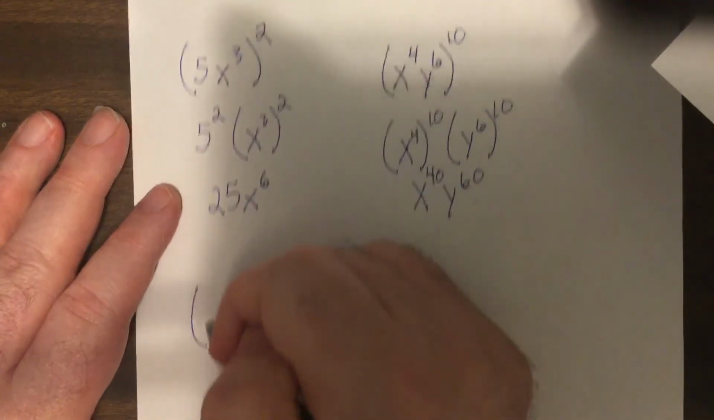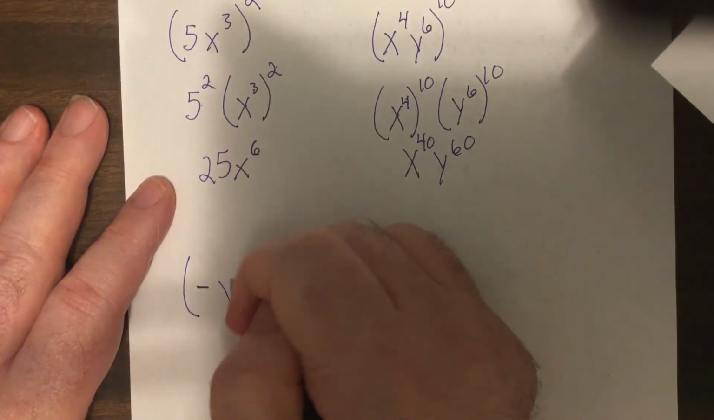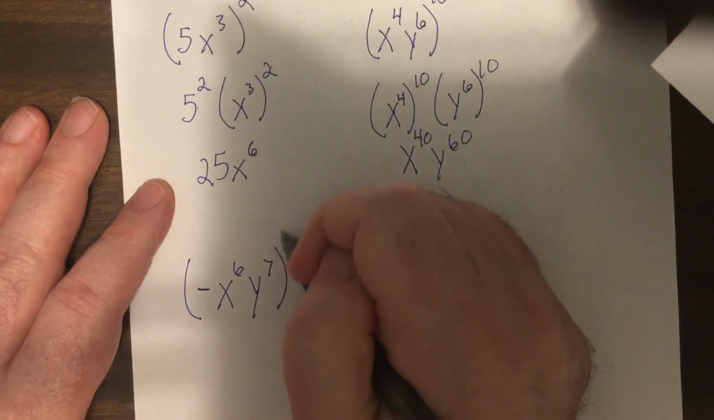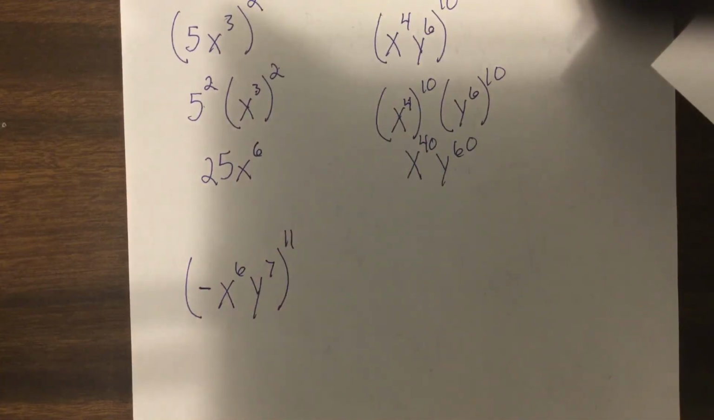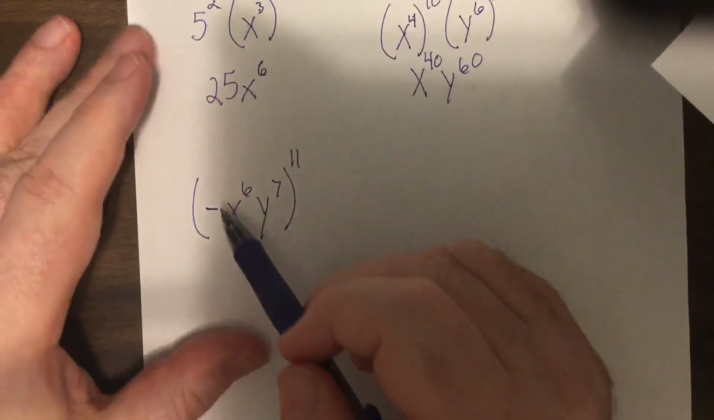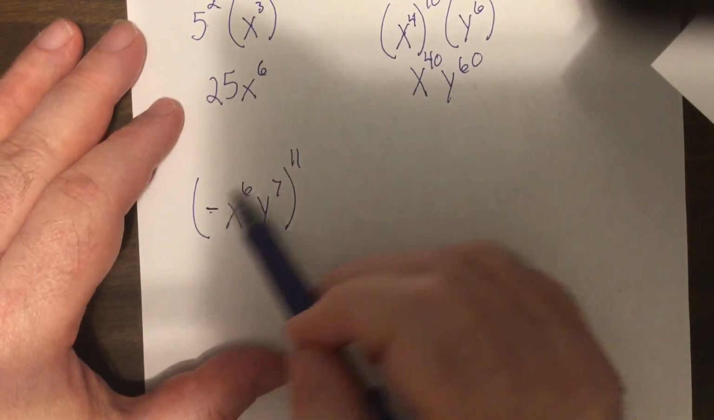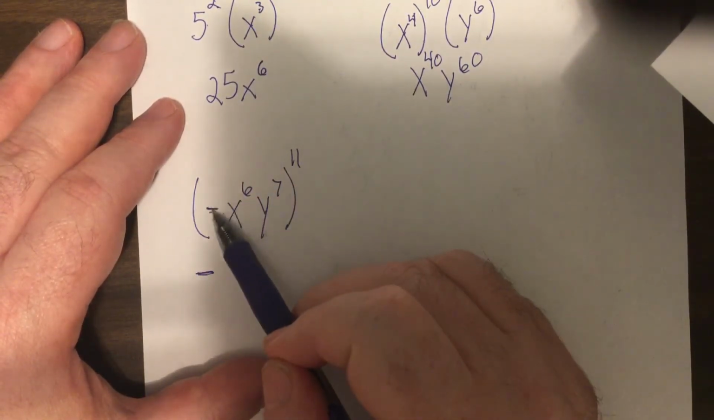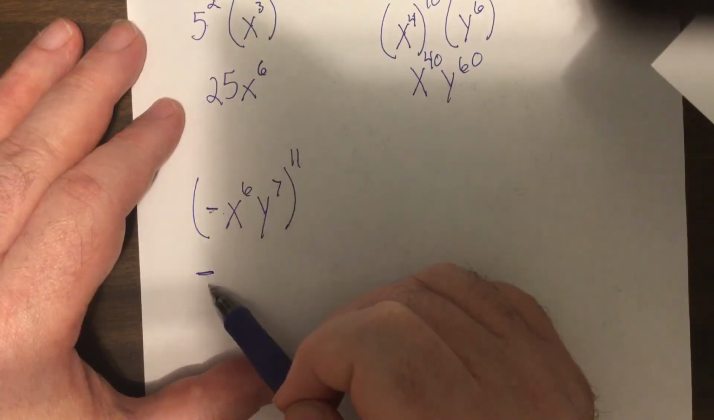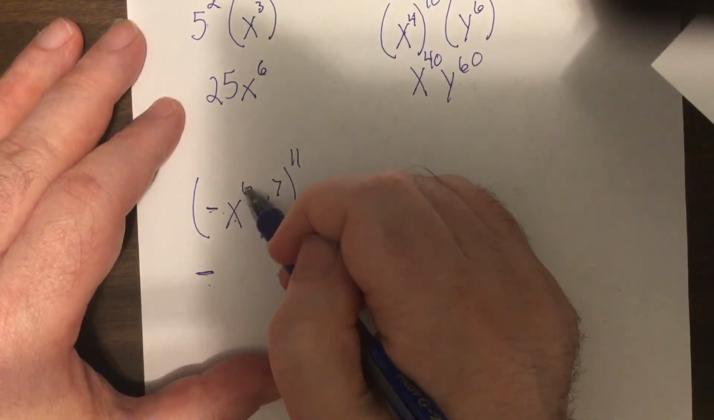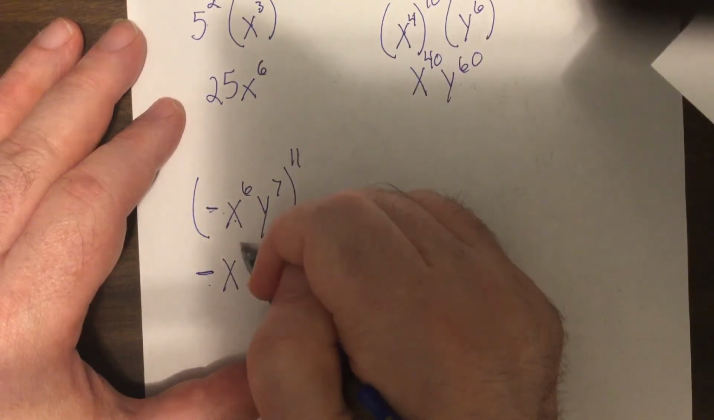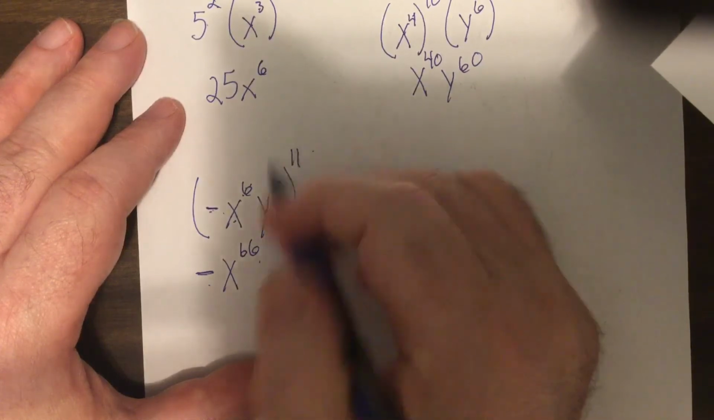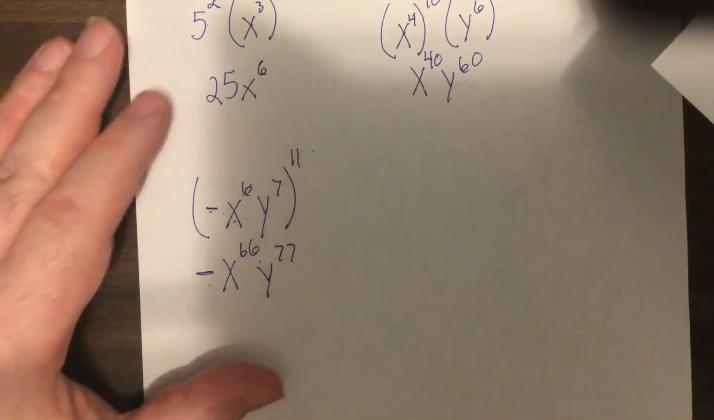So if I have negative x to the 6th, y to the 7th, and I raise it to the 11th power, well, you raise each one to the 11th power. Now, a negative to an odd power is negative. Base to a power, when you raise it to another power, you multiply. When you raise a base to a power, then raise it to another power, you multiply. And this would be y to the 77.